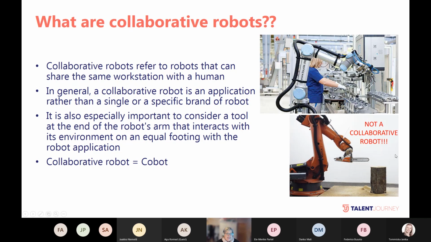Look at this picture here. It doesn't matter if this robot is a collaborative robot or not. Its tool is a chainsaw, which is by no means a collaborative tool, next to which a person could work safely. So don't trust the robot to be a collaborative robot, but do a risk analysis from the perspective of the entire application.